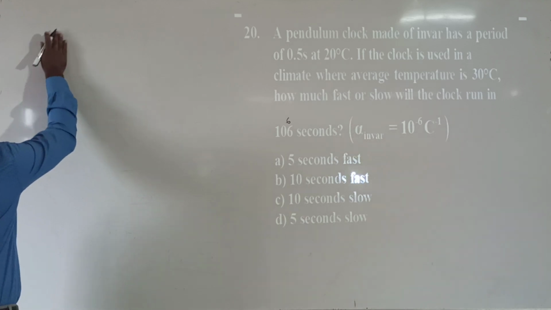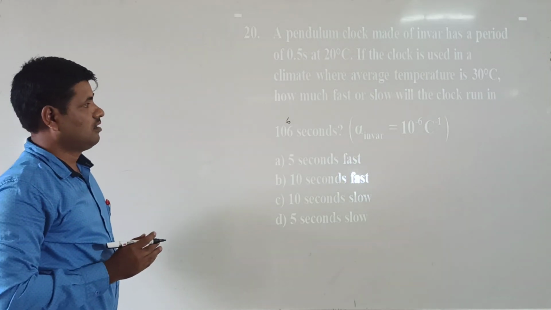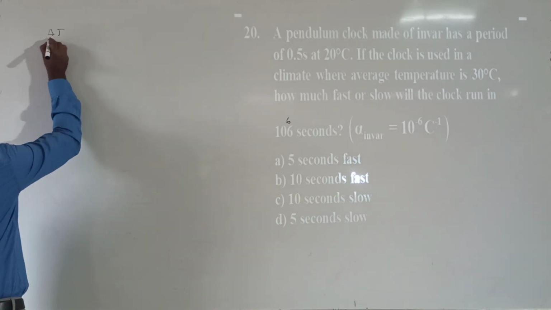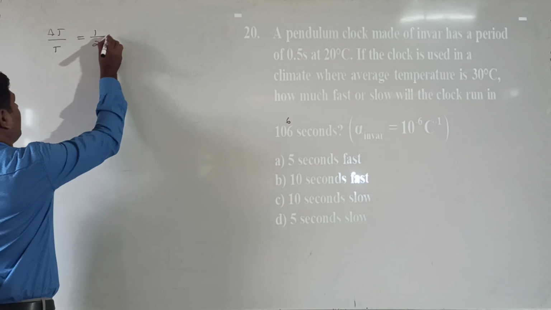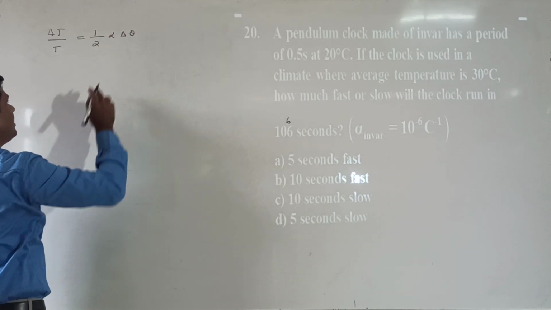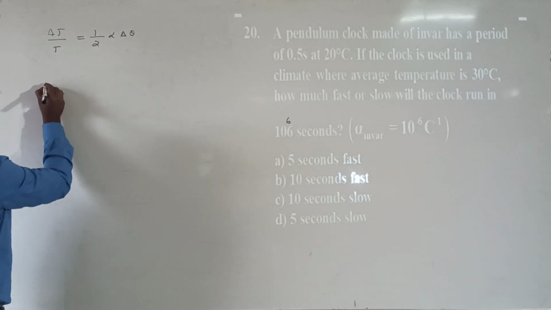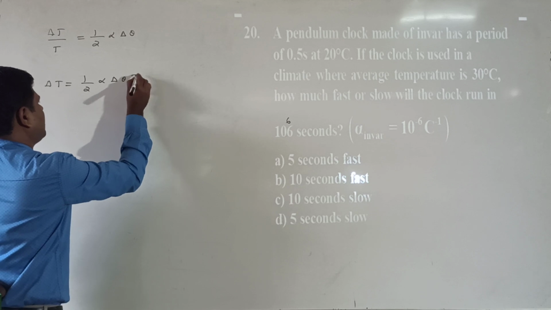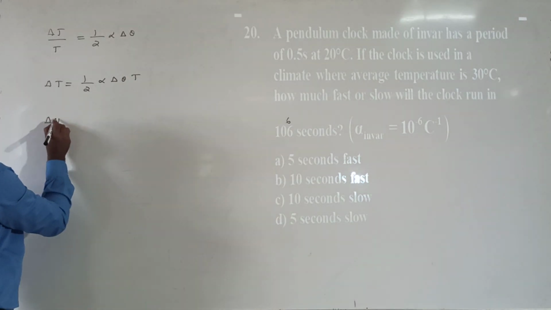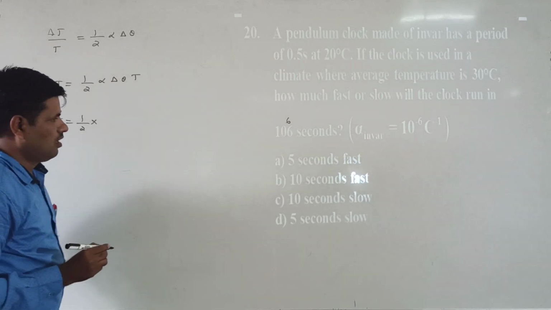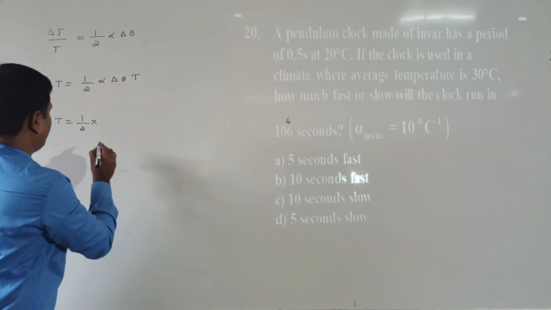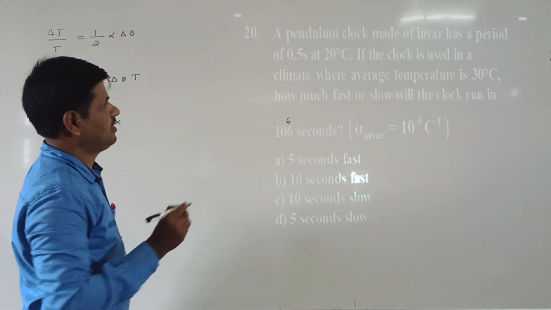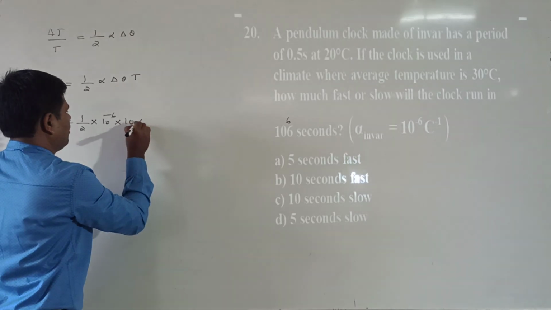Here we have to find the time difference they are asking. We know the formula delta T by T is equal to half into alpha into delta theta, where delta theta is the temperature difference. So delta T is equal to half into alpha into delta theta into T. The alpha value is given, that is 10^-6 per degree. The temperature difference is 20 degrees to 30 degrees, which means 10 degrees, into the time.